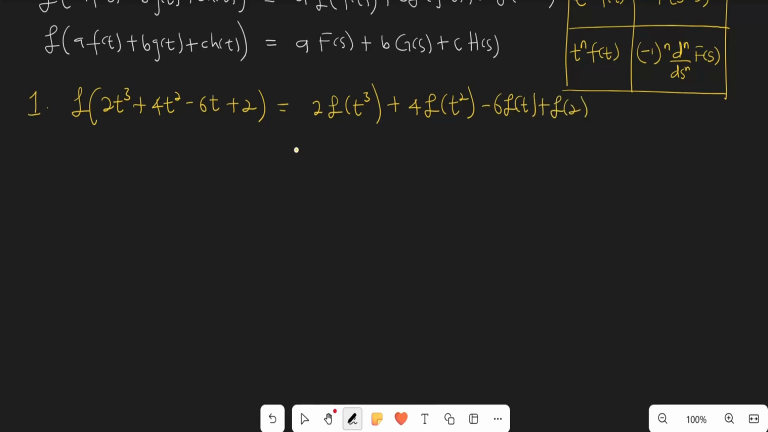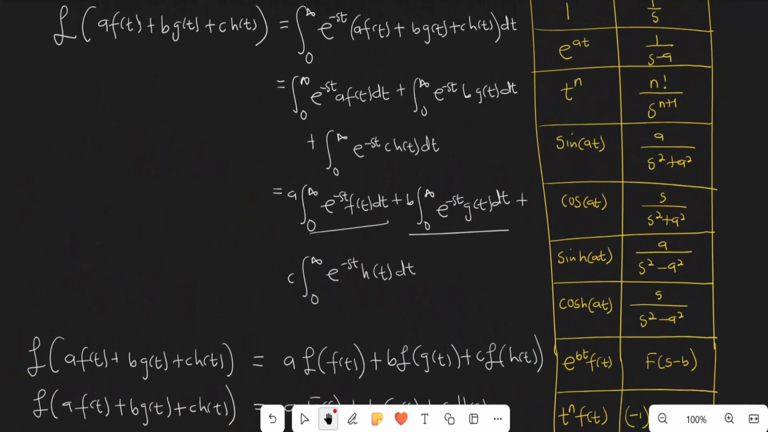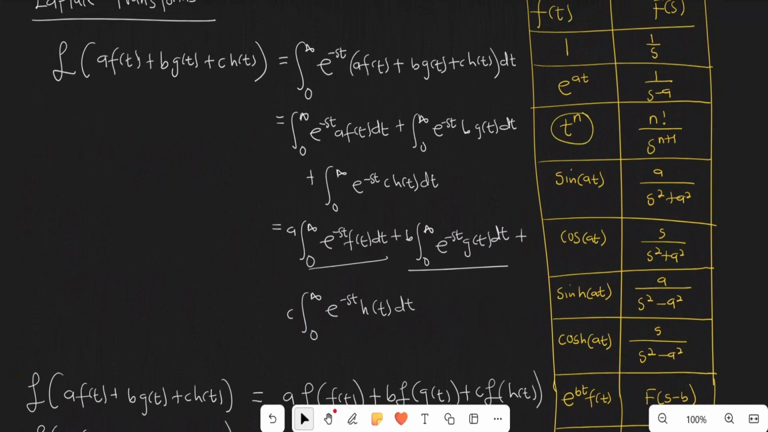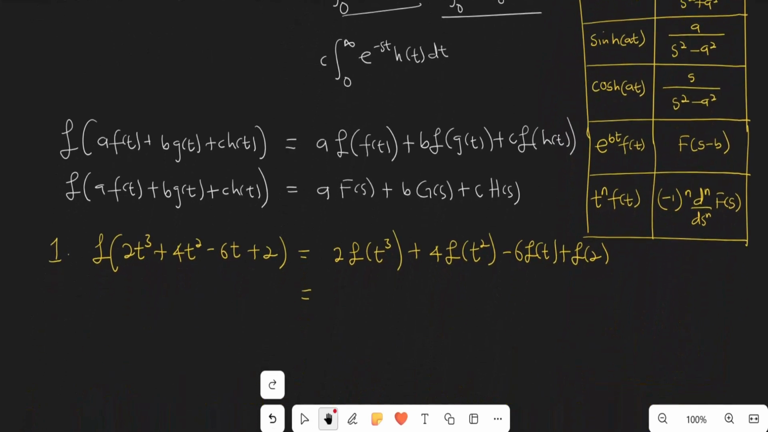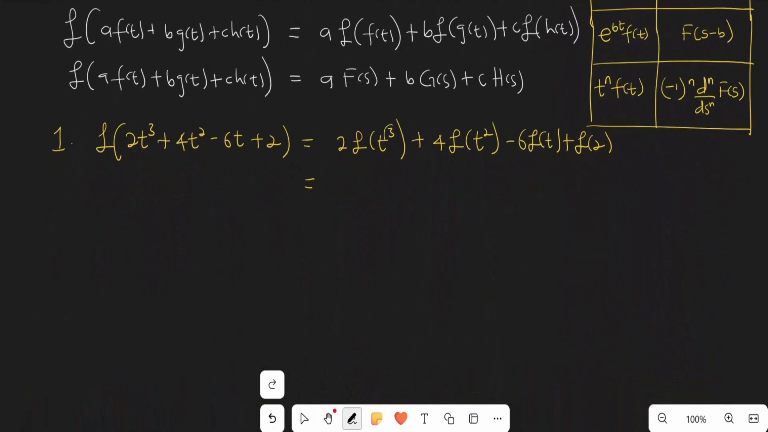So this one is equal to, now the Laplace transform of t to the third, we are using this one, right? So t to the n is n factorial divided by s to the n plus 1. So in this case, n here is equal to 3. So this is going to be 2 times, the Laplace transform of this one is going to be 3 factorial divided by s raised to the power 3 plus 1, plus 4 times the Laplace transform of t squared, that is going to be 2 factorial divided by s raised to the power 2 plus 1, minus 6.